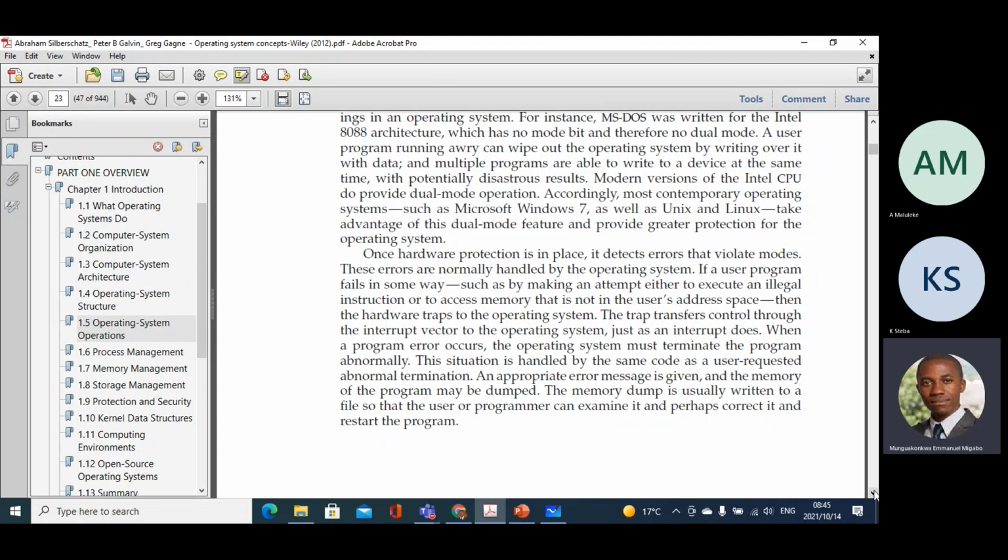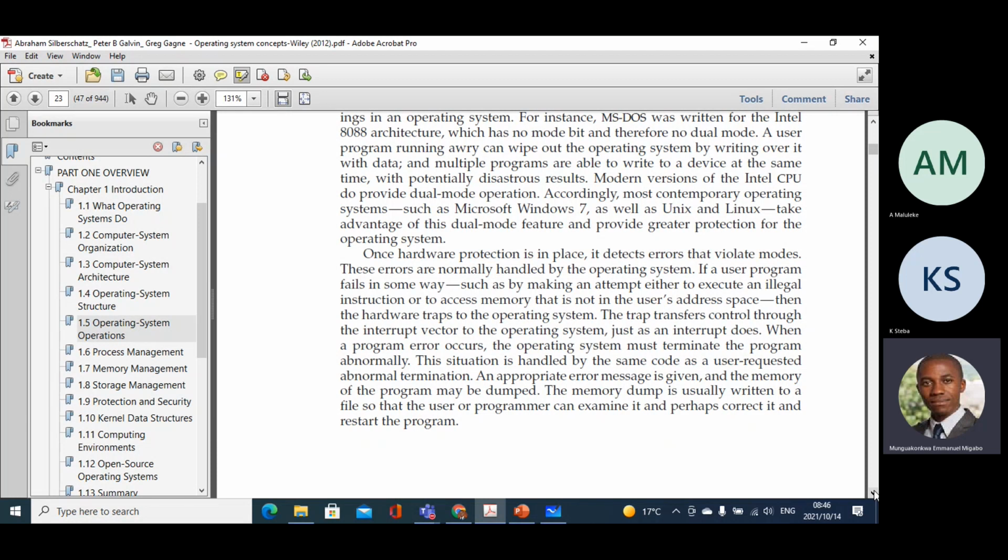These errors are normally handled by the operating system by means of a dialog box in Windows, for example. If a user program fails in some way, such as by making an attempt either to execute an illegal instruction or to access memory that is not in the user's address space, then the hardware traps to the operating system. The trap transfers control through the interrupt vector to the operating system. So the operating system takes over.